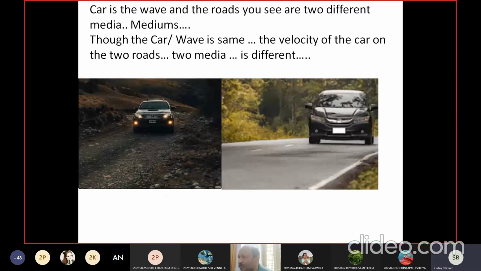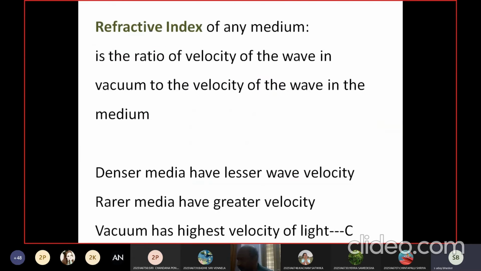Okay, the only picture that is important is this one, where the car is your wave and the medium is nothing but your road. So the velocity of the car changes when it changes the medium.